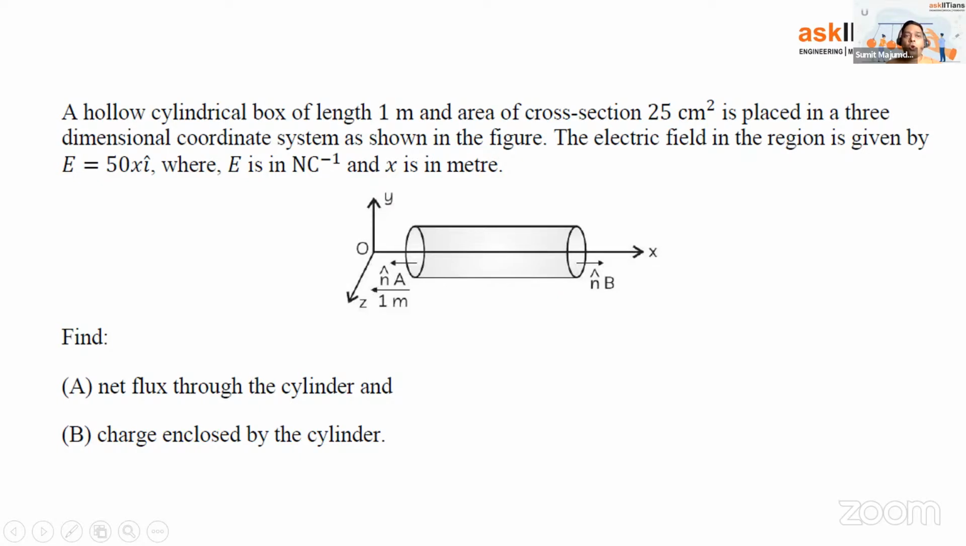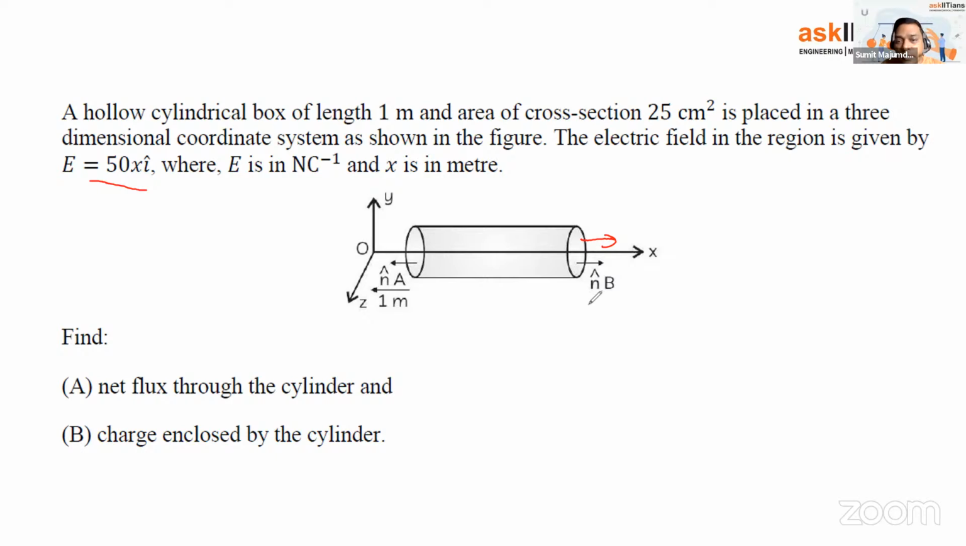We see that we have a hollow cylindrical box of length 1 meter and area of cross section 25 centimeters square, placed in a three-dimensional figure. Now the cylinder is lying along the x-axis, right? The electric field is given by 50x i, where E is in newtons per coulomb and x is in meters. The most important thing here is that the electric field is directed along the x-axis.